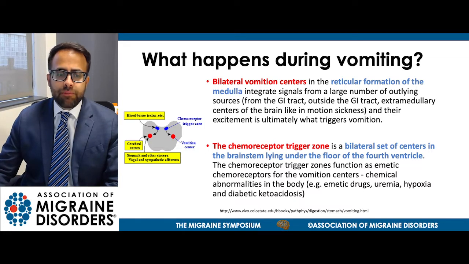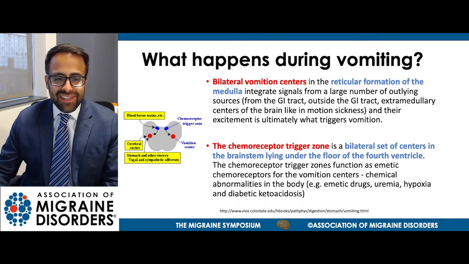The chemoreceptor trigger zone is a bilateral set of centers in the brainstem lying under the floor of the fourth ventricle, and it responds to various insults that the body responds to by provoking emesis. So I always hesitate discussing different neural pathways to a group of people who may have a neurology focus, just because I am a neurology dilettante versus a dedicated neurologist.